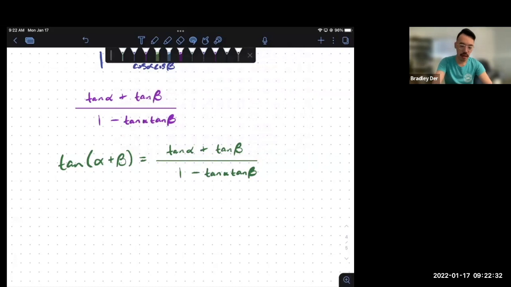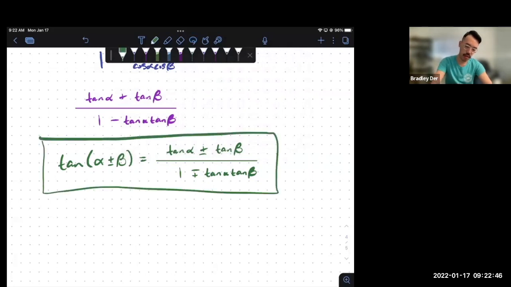And if we use our even and odd identities, we'll end up with this more complete formula. Tangent of alpha plus minus beta is equal to tangent alpha plus minus tangent beta over 1 minus plus tangent alpha tangent beta. So that is our third sum difference formula.